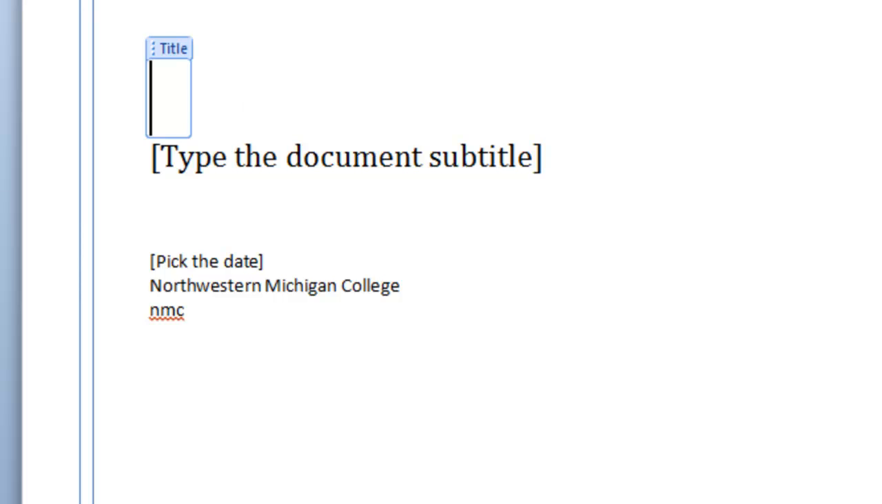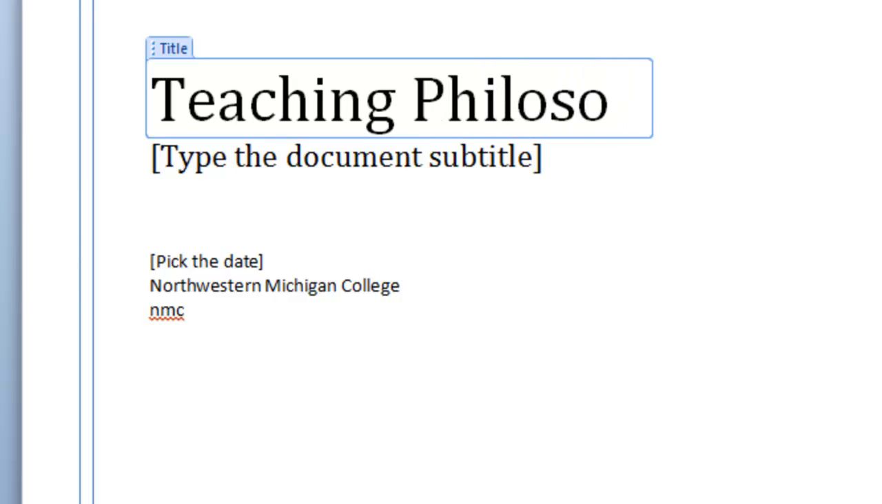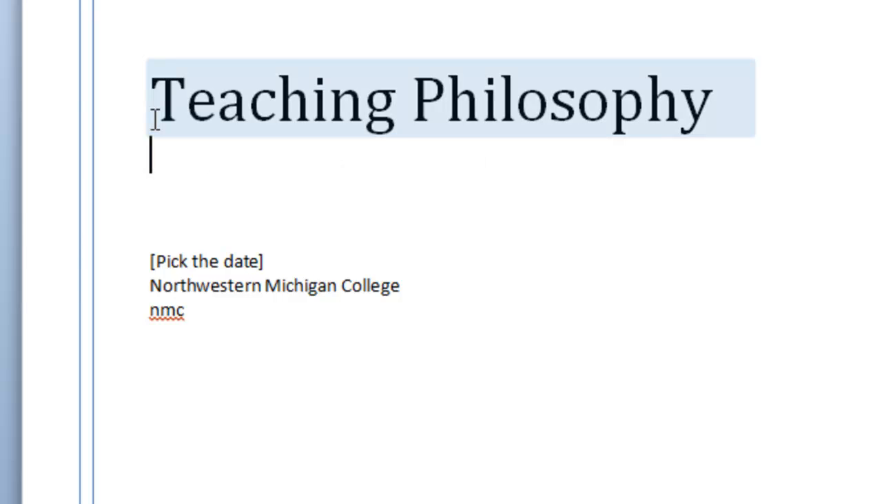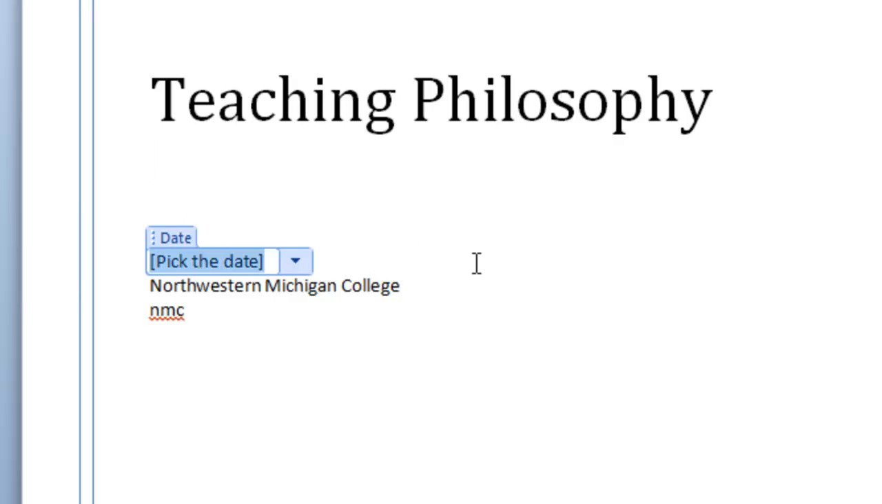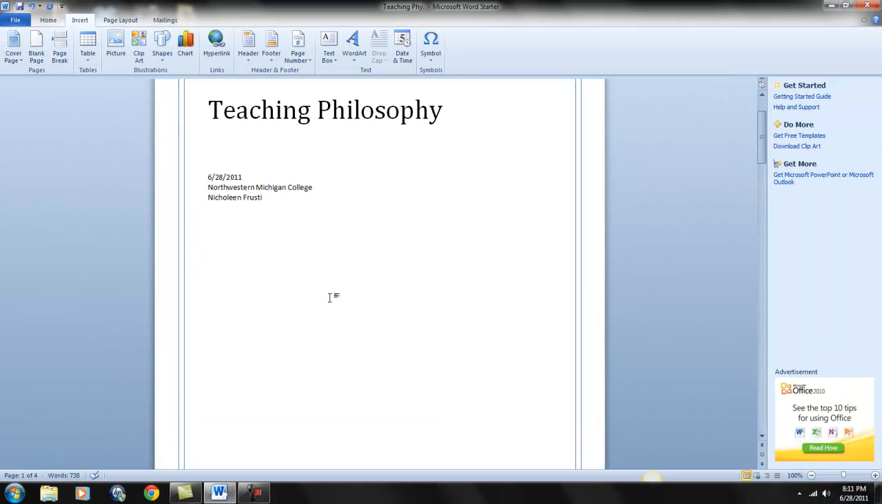You click on the title and enter your title. Next, you can choose to add a subtitle. For this paper, I do not need one, so I'll click on the subtitle and hit the delete key. Here I'll highlight the text and insert the date. It has Northwestern Michigan College and the author's name. I will insert my name and click out. Now you have a perfect title page.